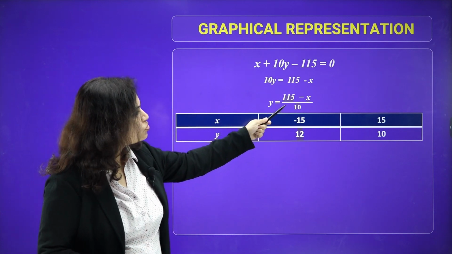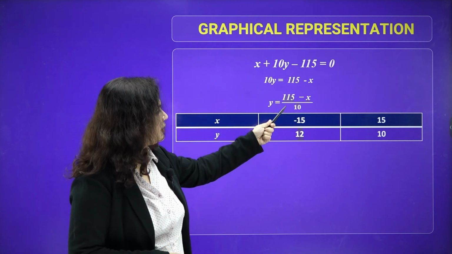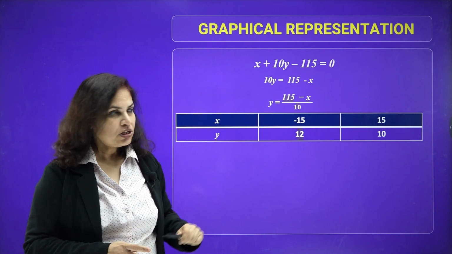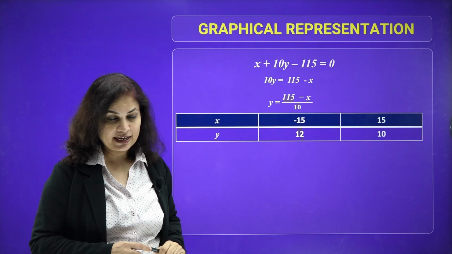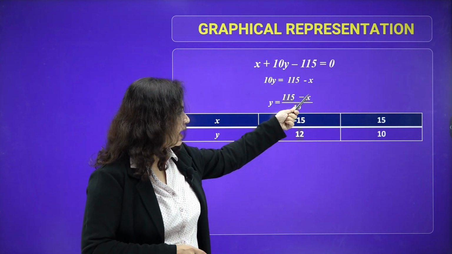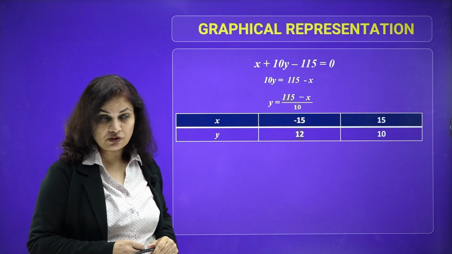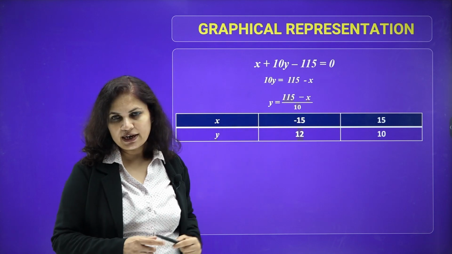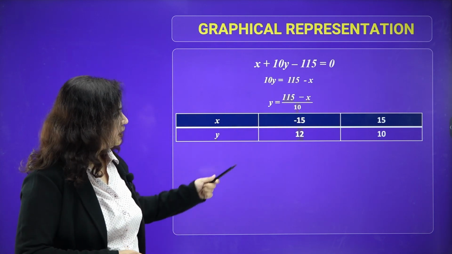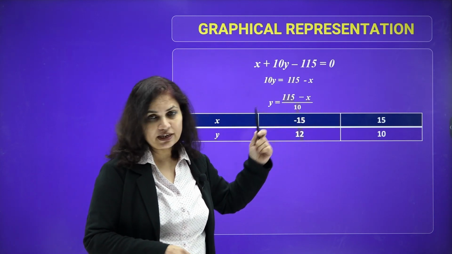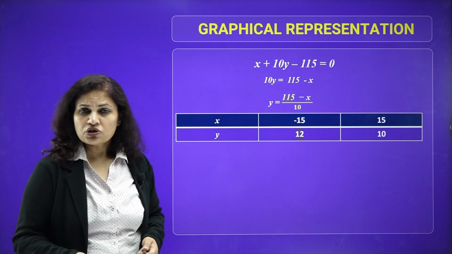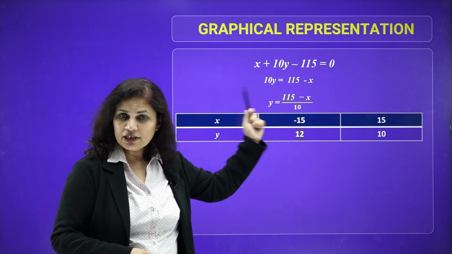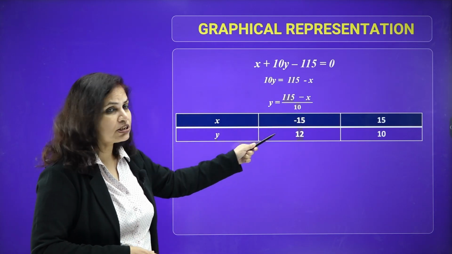Smartly we will choose those values of x for which the expression will be exactly divisible by 10. So, if I make 115 minus x exactly divisible by 10, I have to subtract multiples of 5 from it. If I take one negative value, suppose minus 15, I will get 13 as the answer, and if I take plus 15, I will get 10 as the answer. It is your choice; we can choose any two values of x and we will get corresponding values of y.